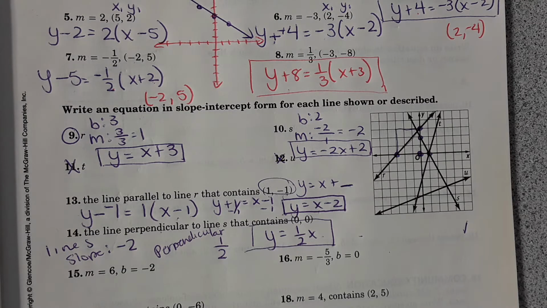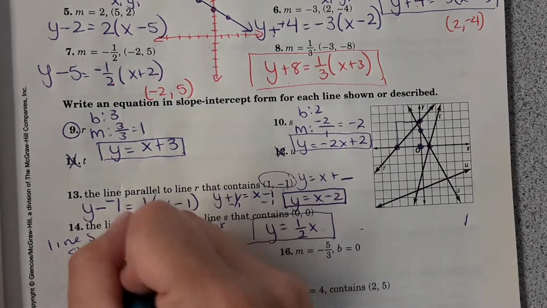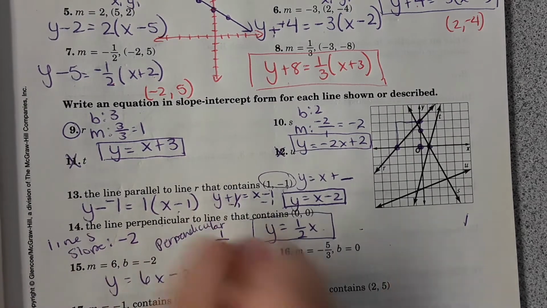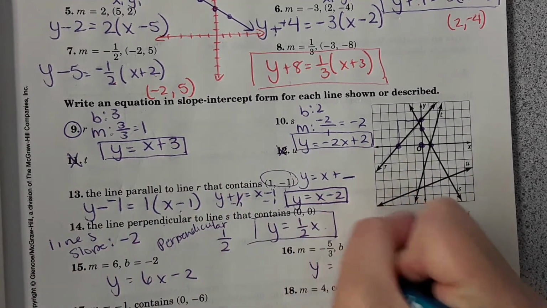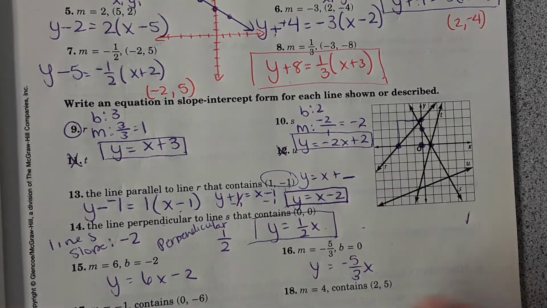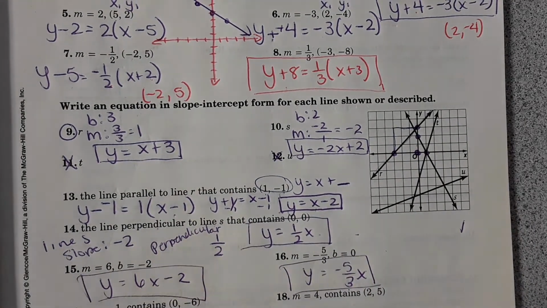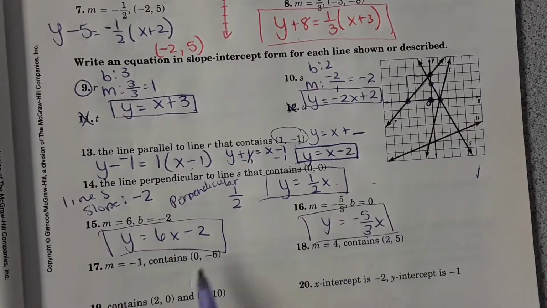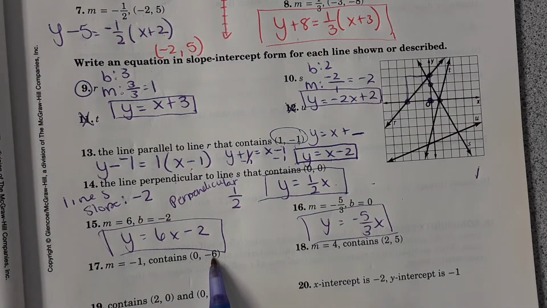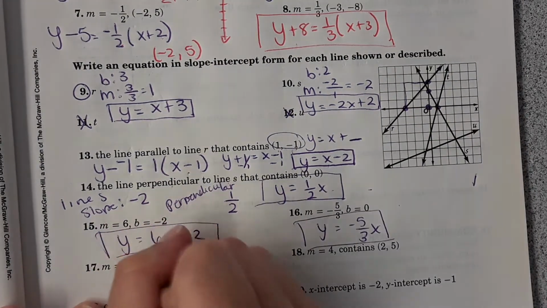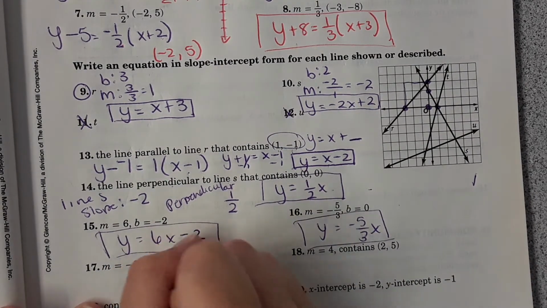Then they give us a break with 15 and 16. Just write y equals 6x minus 2. y equals negative 5/3 x plus 0, but we don't write the plus 0, so that's it for that. Number 17, (0, negative 6) is a y-intercept, so writing it in slope-intercept form would just look like this.